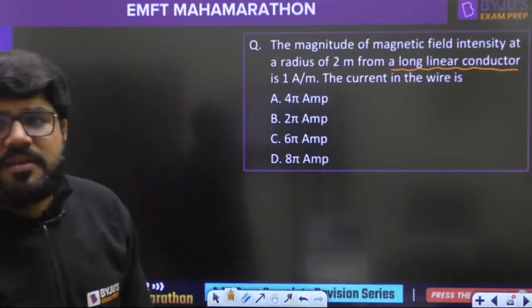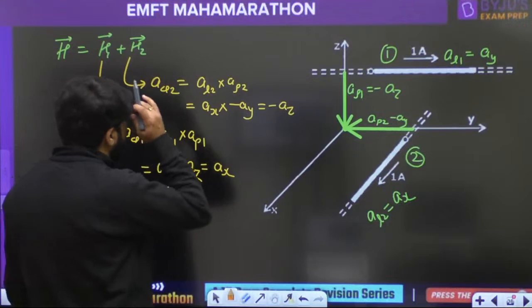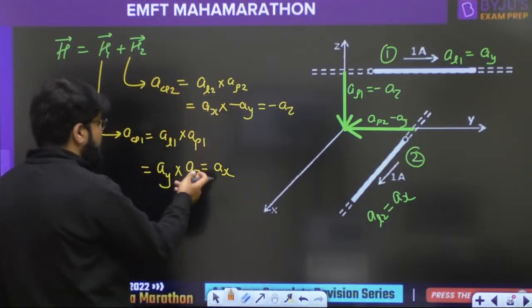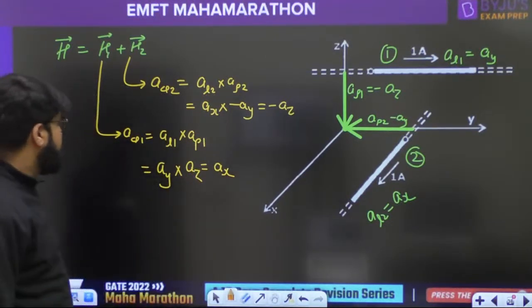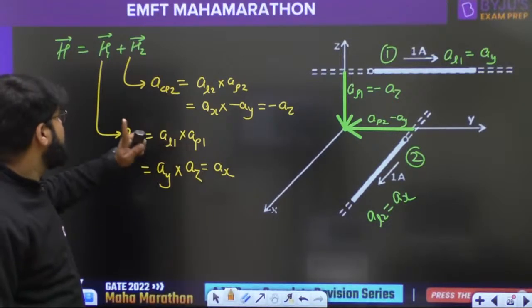Why minus in H1? Which one are you talking about? You must be talking about H2, not H1. H1 is okay. Y cross Z is X. It is plus only in H1.